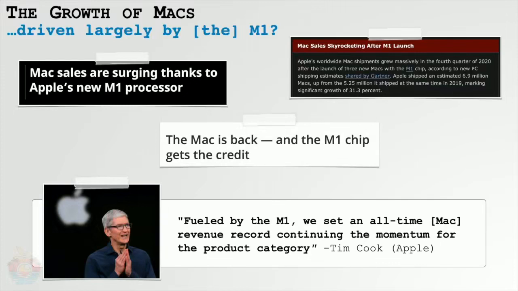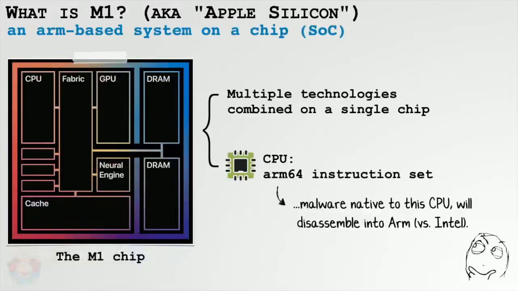And this point is clearly articulated by Apple's CEO as well, who notes that, yes, indeed, this chip is driving the growth of the Mac platform. So what is M1? Well, it's also referred to as Apple Silicon. It's an ARM-based system on a chip, or SoC. A SoC simply means you have a single chip that has multiple technologies combined on it. So things like the GPU, the CPU, and DRAM, which traditionally were disparate parts, have now all been combined into one chip, which is one of the reasons it's so efficient.